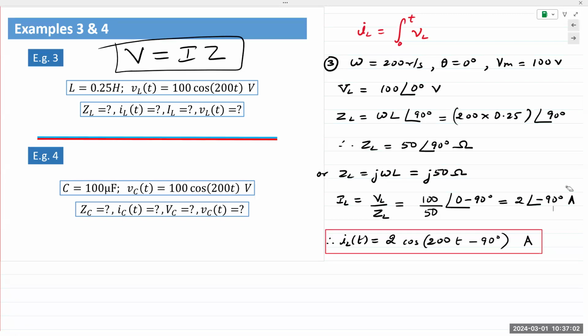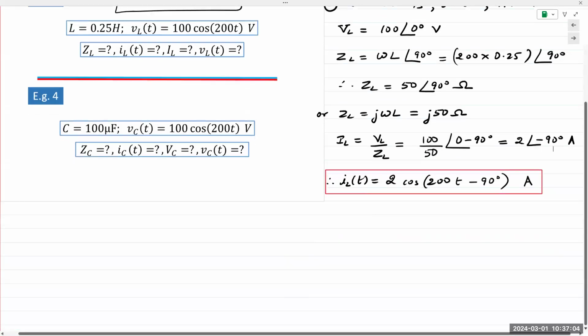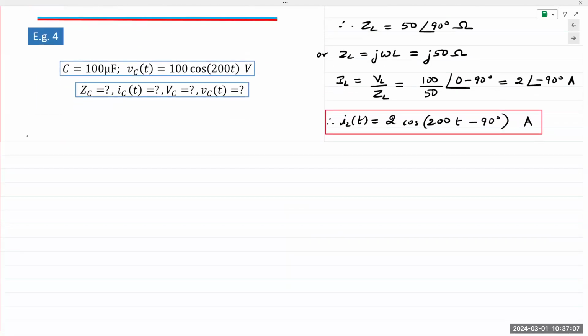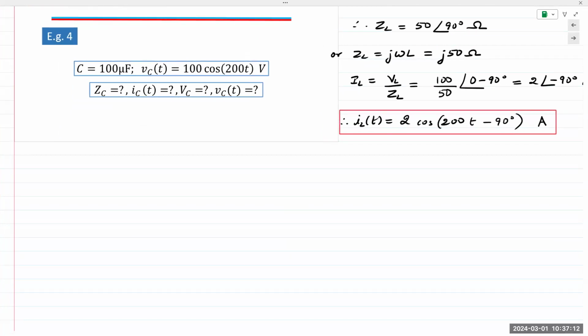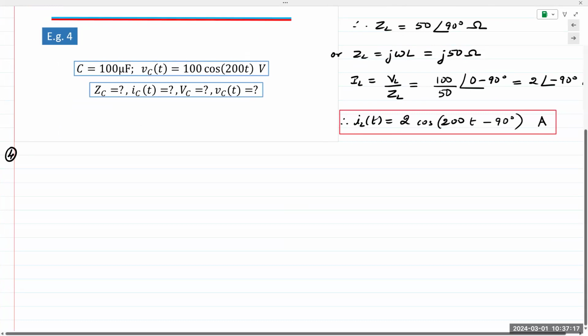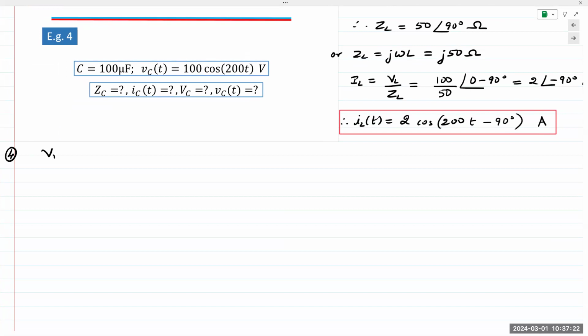Example 4 is exact same, except instead of an inductor, it's a capacitor, but it doesn't change our approach. So example 4, I'm given a capacitor. What I'm going to do is, again, extract information. So Vm is 100 volts. Omega is 200 radians per second. And phase angle theta is, again, 0 degrees. It's the exact same thing. There's no difference in the expression.